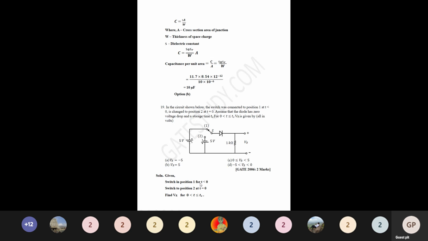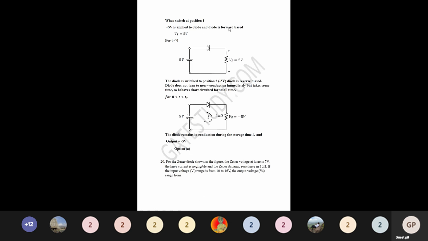The given switch position for time t less than 0 is 1. Switch position is at 2 for time t equal to 0. We have to find Vr for 0 less than t less than Ts. When the switch is at position 1, plus 5 volt is applied to the diode and the diode is forward biased.